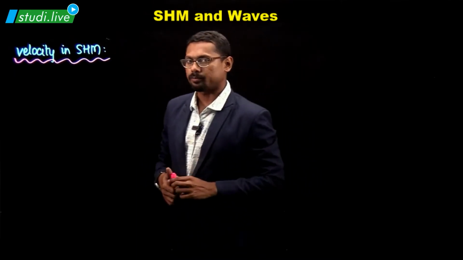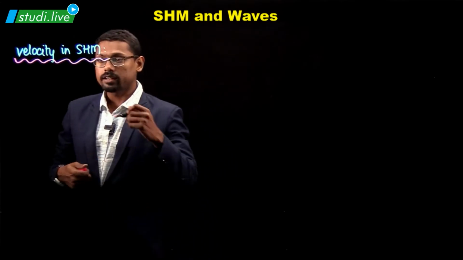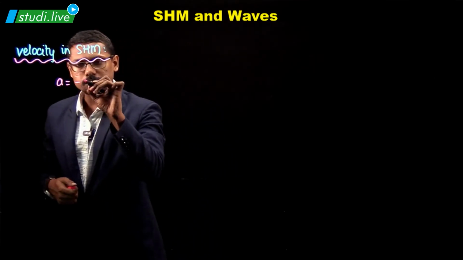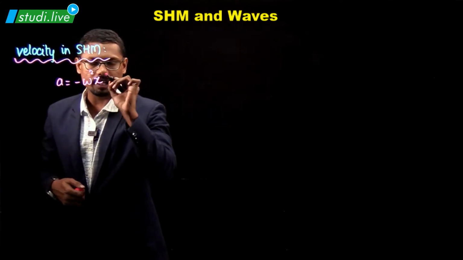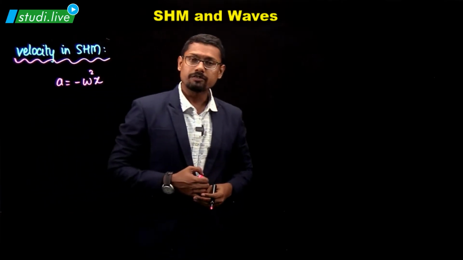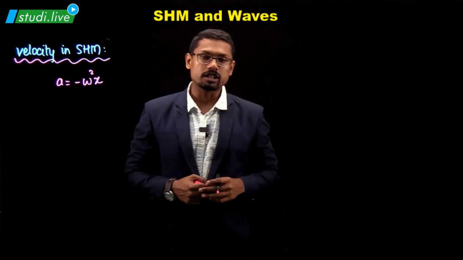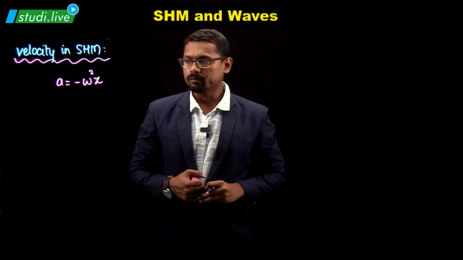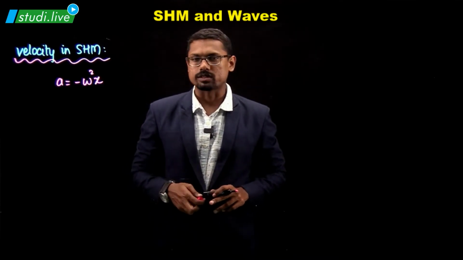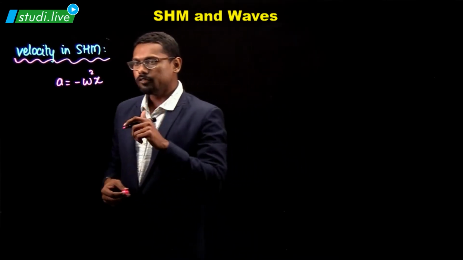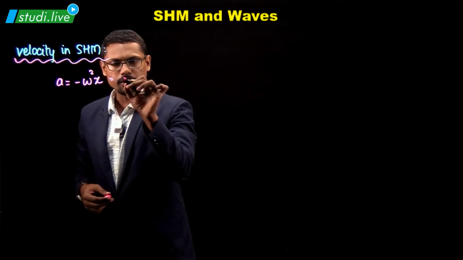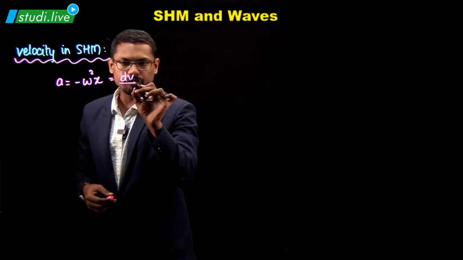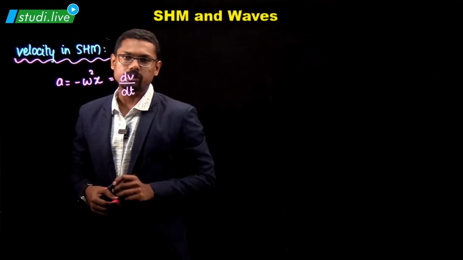Let's start. We know that acceleration is expressed as minus omega square x, where x is my value for displacement and omega is my value for angular frequency. It can also be expressed as angular velocity. And we also know that acceleration is nothing but the derivative of velocity with respect to time.